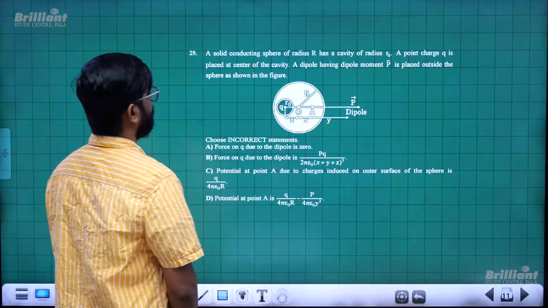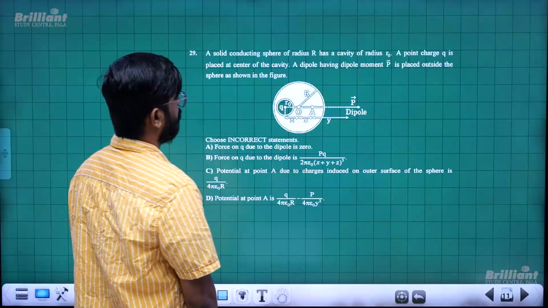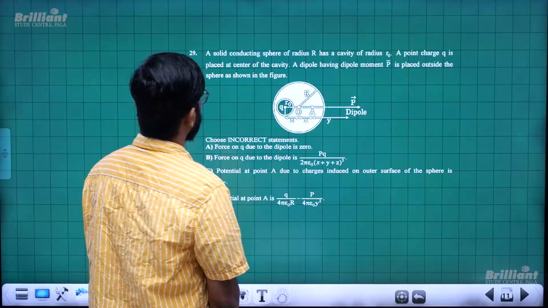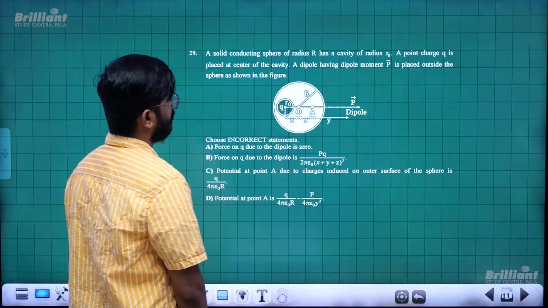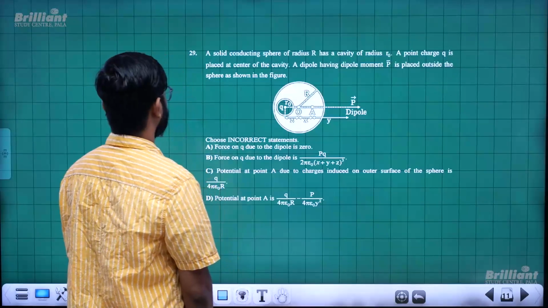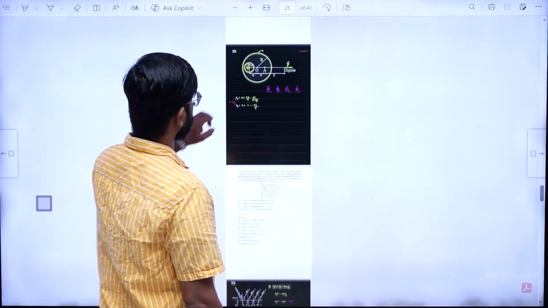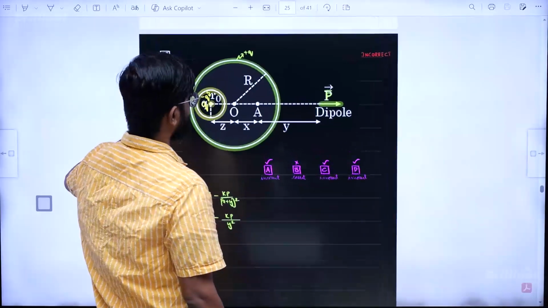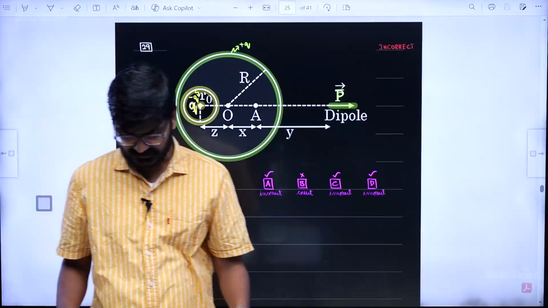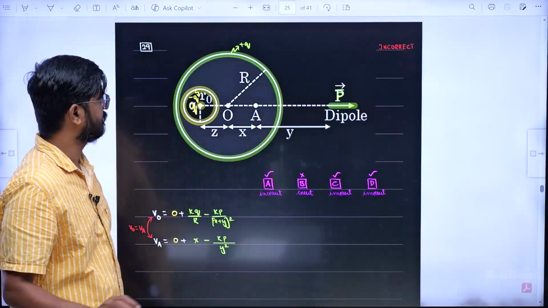A solid conducting sphere of radius r has a cavity. A point charge q is placed at the center of the cavity. The dipole moment p bar is placed outside the sphere as shown in the figure. Then they were talking about certain options, and we have already seen the first thing. Basically in the question they were asking you to mark incorrect options.